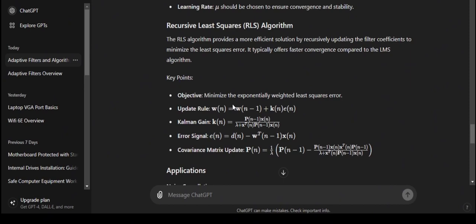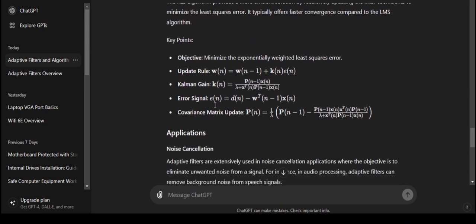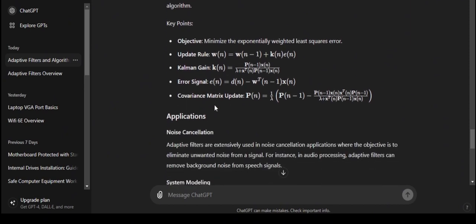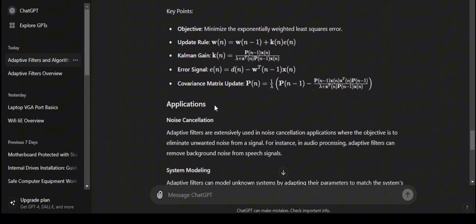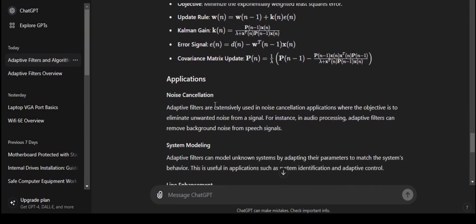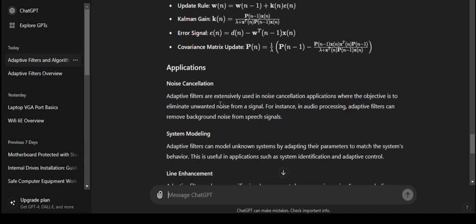After that there are a few applications of adaptive filters. The first one is noise cancellation. Adaptive filters are extensively used in noise cancellation applications, where the objective is to eliminate unwanted noise from the signal. For example, in audio processing, adaptive filters can remove background noise from the speech signal.